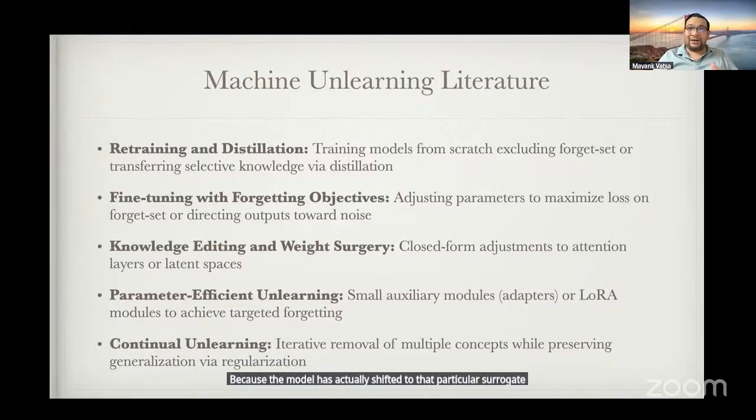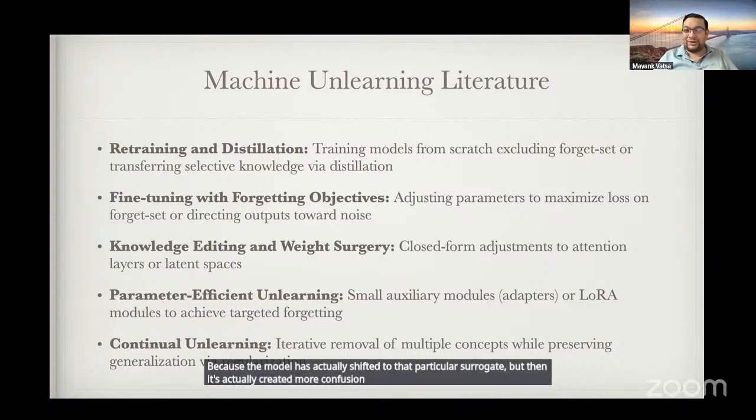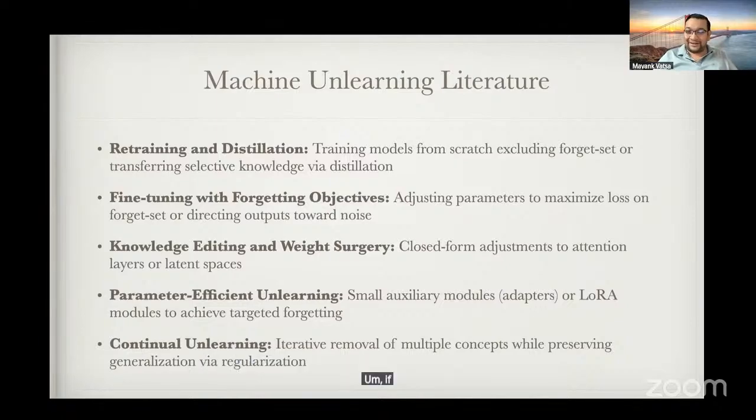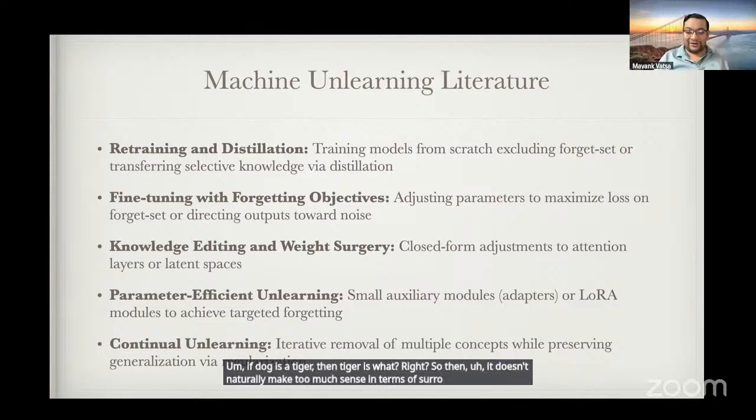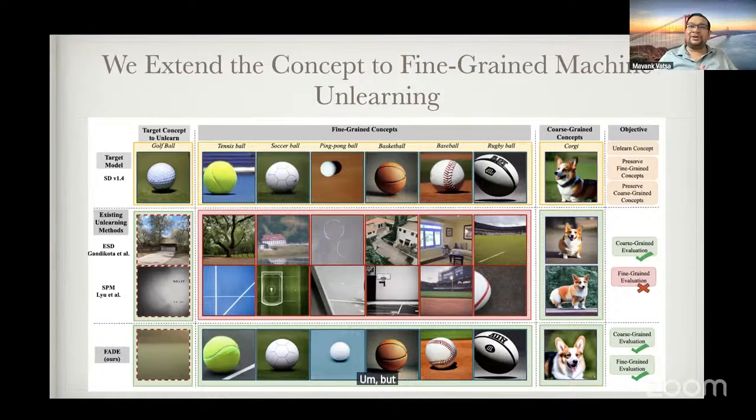But then it's actually created more confusion, at least to me. It creates more confusion in terms of, if dog is a tiger, then tiger is what, right? So then it doesn't actually make too much sense in terms of surrogacy, like shifting to a surrogate. Then some papers came in with respect to parameter-efficient unlearning, and even our paper came in with respect to continual unlearning. But a more nuanced or more complicated problem comes into the picture.